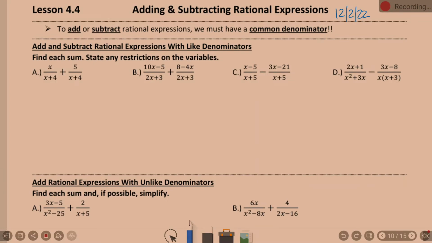Yesterday we finished up multiplying and dividing, so now we have to add and subtract. In order to add and subtract rational expressions, how do we add and subtract fractions? Do you go across? No? Okay.